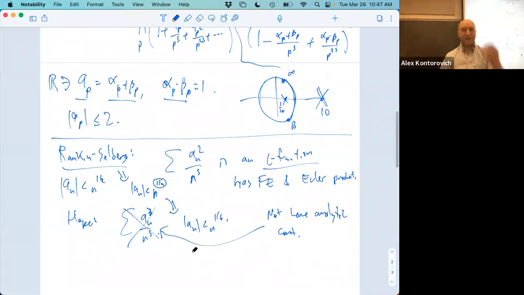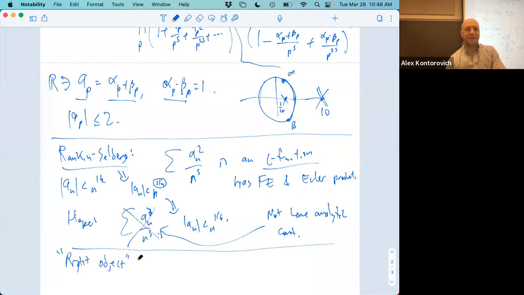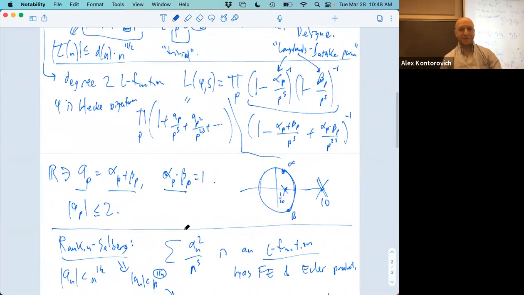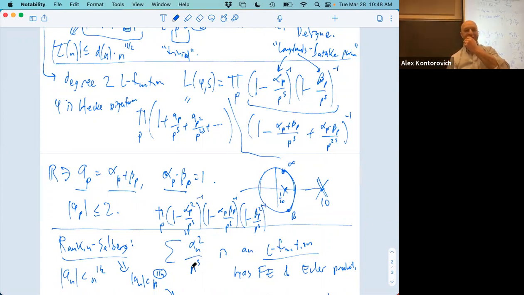Okay, so this is the wrong object. What's the right object? This is where Langlands, as I see it, has this whole thing called Euler products. He has a series of lectures called Euler products. And the right object is to play games on the Langlands-Satake parameters. So this series is also a product, it turns out, of 1 minus alpha_p squared over p to the s, times 1 minus alpha_p beta_p over p to the s, times 1 minus beta_p squared over p to the s. Okay, yes, it's actually the way I've written it.